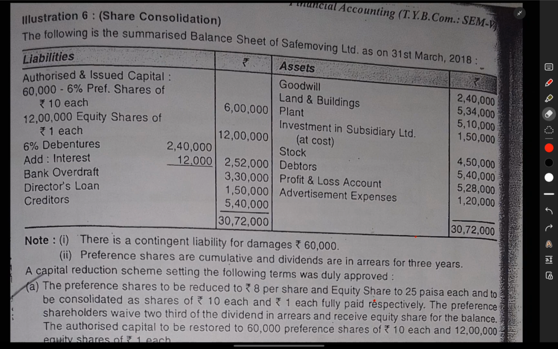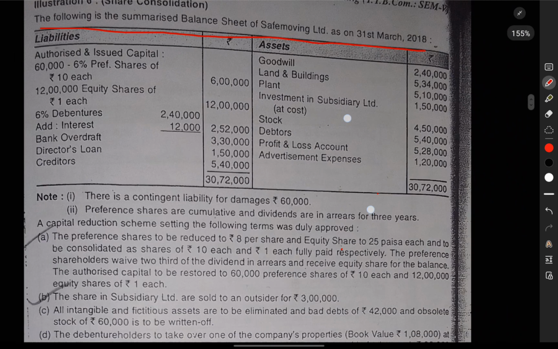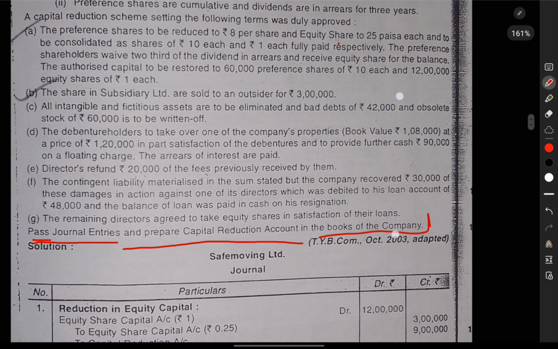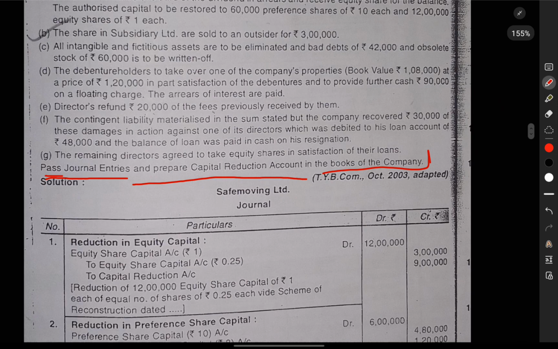First of all, let's see what is the problem. The following is the summarized balance sheet of Safe Moving Limited as on 31st March 2018, and we have to prepare the journal entries given as past journal entries and prepare a capital reduction account in the books of the company. So in any problem, you must find out this line, what you have to prepare.